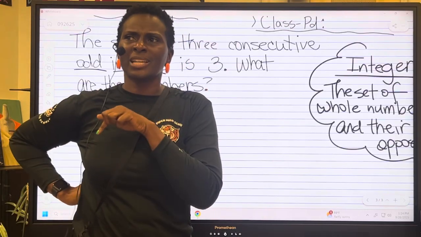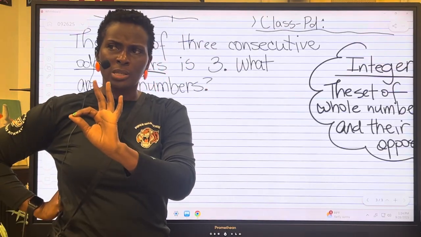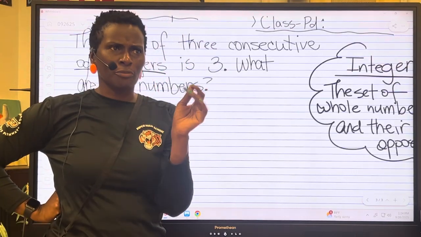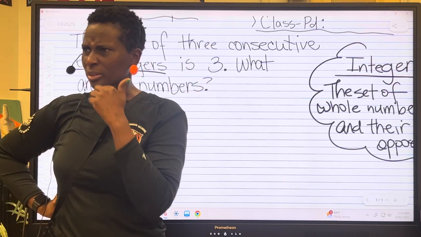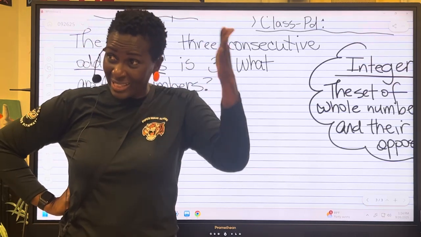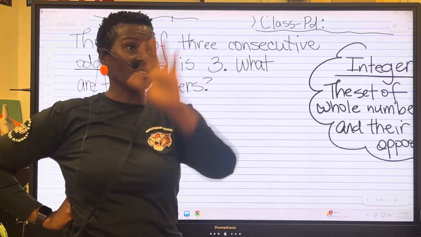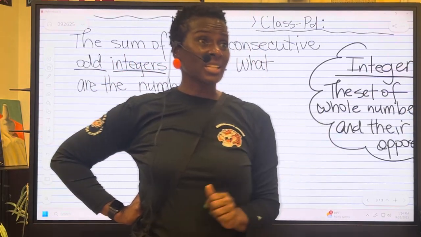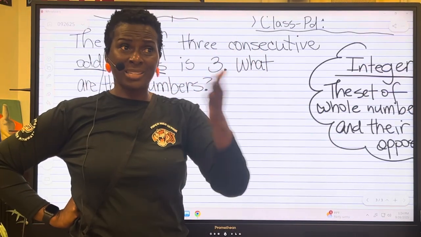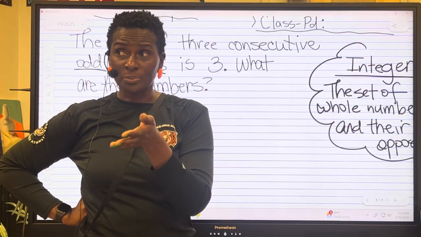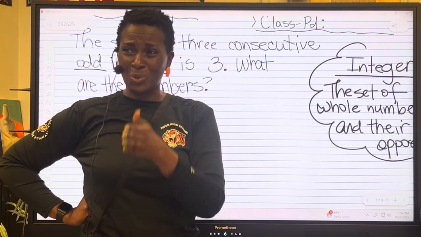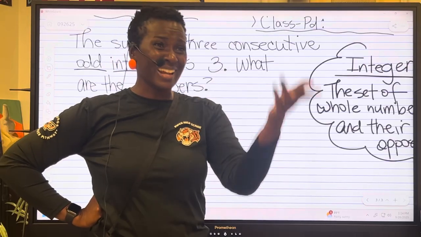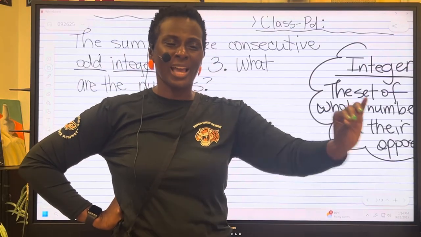Now, what are they asking us? They're asking us for 3 numbers, but they said consecutive. So what do I want? In order. They got to come one behind the other. I can't give you 1 and then give you 7 as the next number. Why? Because they're not consecutive. What comes after 1? Odd consecutive numbers. What comes after 1? 3. And then 5. And then 7. So they got to be in order.